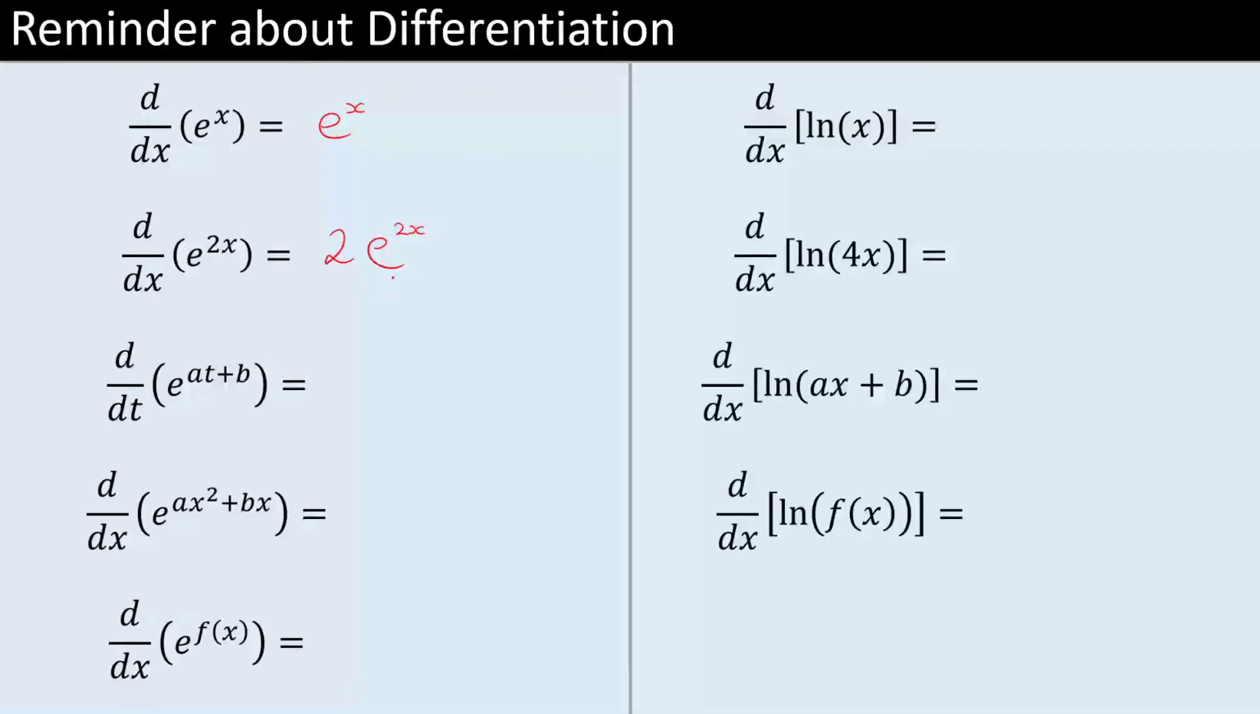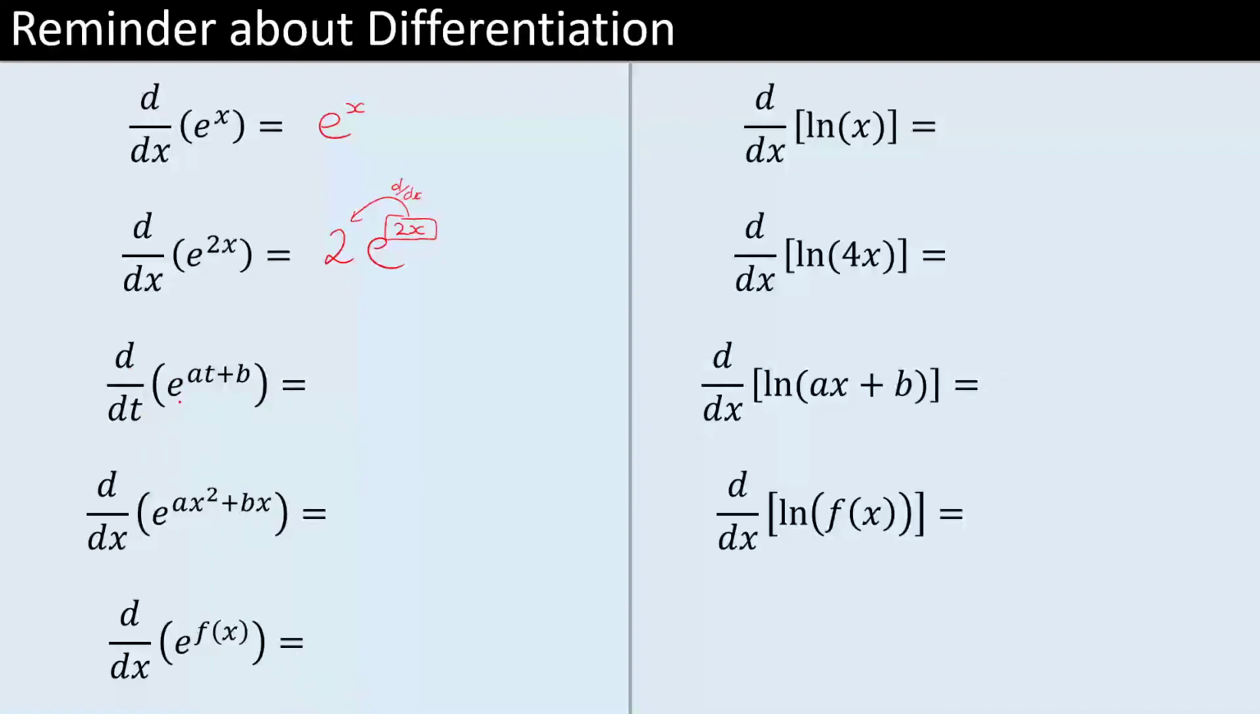Now, how do we know that that's going to be a 2? It's because it is the derivative of the power. If I take that power there and I find d by dx of that power, I get the coefficient, or what goes in front of that e to the 2x that we started with.